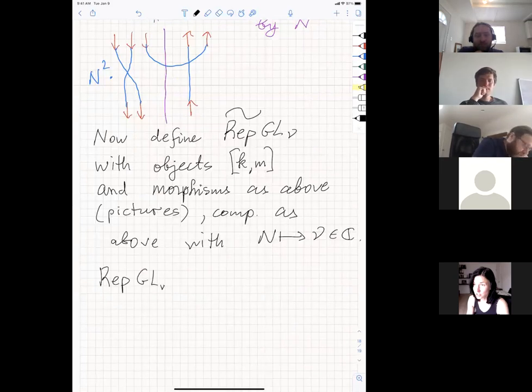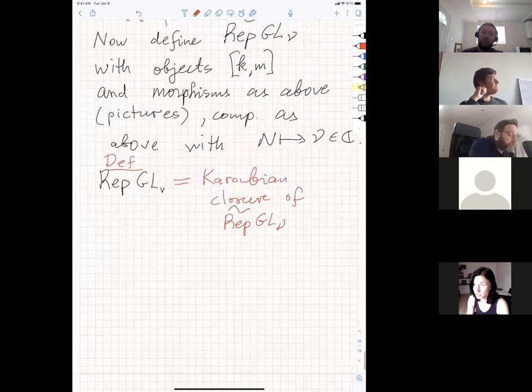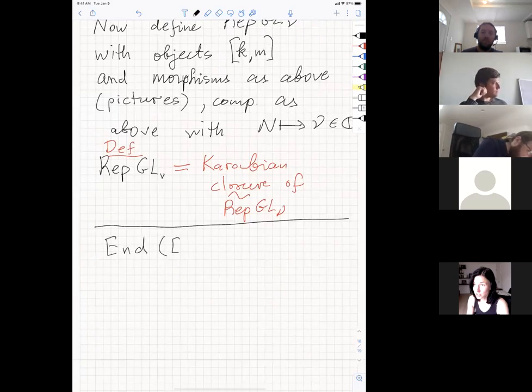So this is the main definition. It is the Karoubian closure of rep tilde GL nu. So this means that I add images of idempotents and add finite direct sums. And so to understand what we get in this way, we should look at the endomorphisms of this object K M.